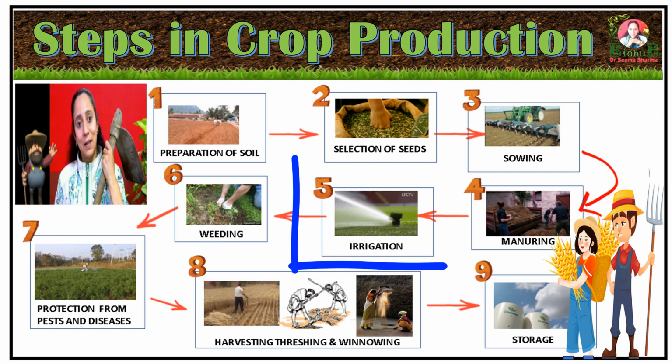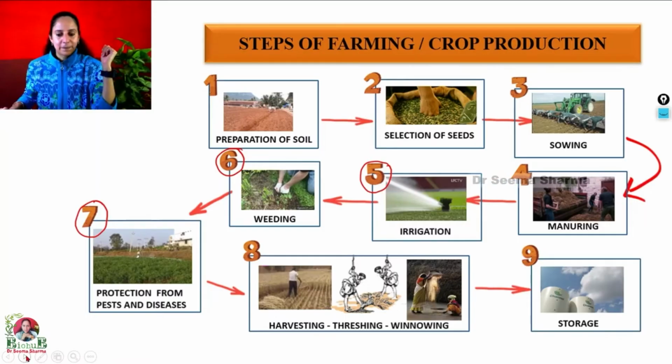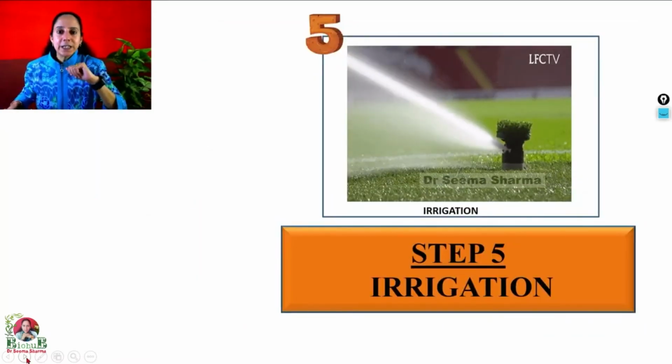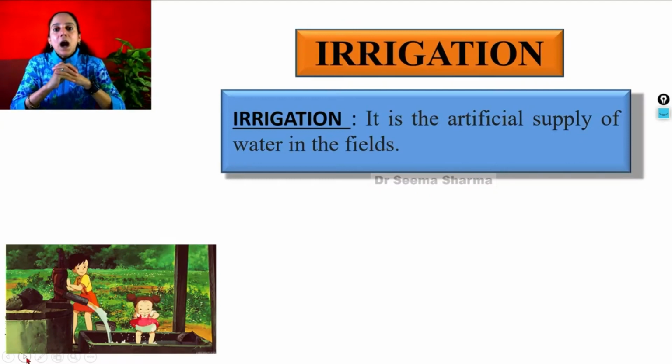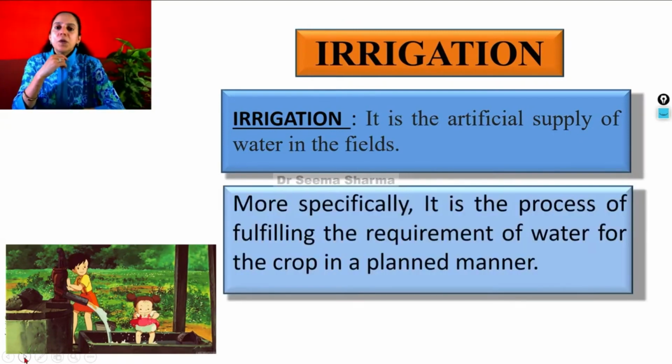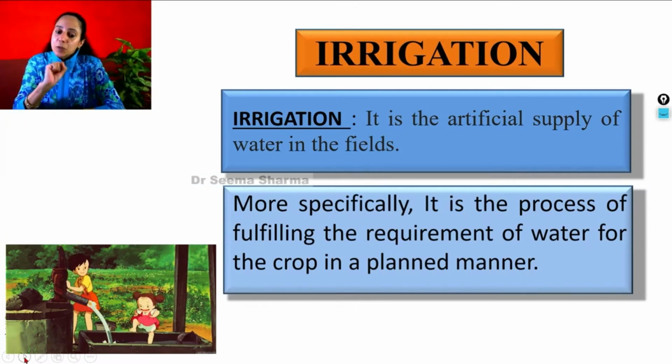These are the basic steps of crop production. We are starting with step number 5, irrigation. Let's decode the meaning of this term irrigation. Irrigation is the artificial supply of water in the field, or to be more precise, irrigation is the process of fulfilling the requirement of water for the crop in a planned manner.